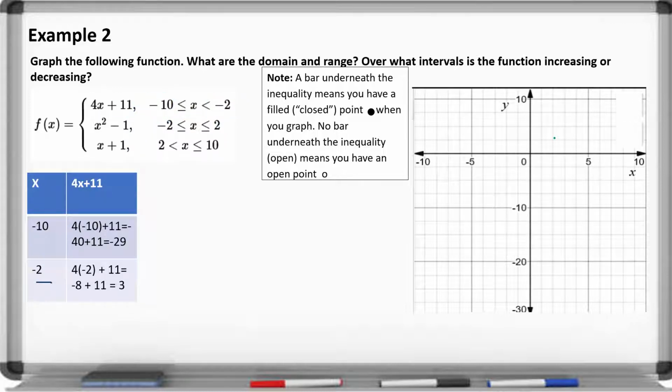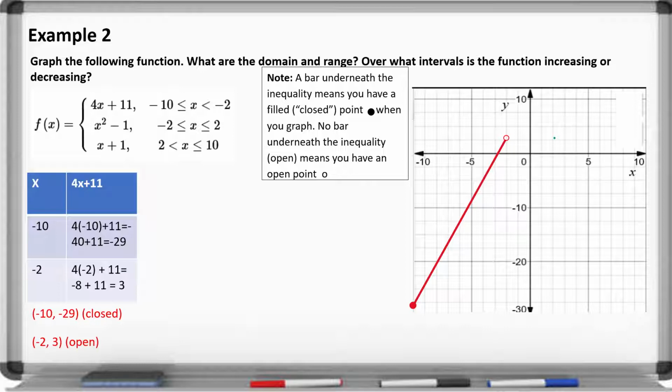And then if I plug in negative 2 into the function for x, then I get 4 times negative 2 plus 11, which is 3. So therefore, my coordinates here are negative 10, negative 29. And notice that it's closed because we have a bar here underneath the inequality. And for the next coordinate, we have negative 2 and 3, which is open because we do not have a bar underneath this inequality. All right, so now we can plot the red points on the graph and connect them as such. So notice that this here was the hole because it's open, and this here is closed.